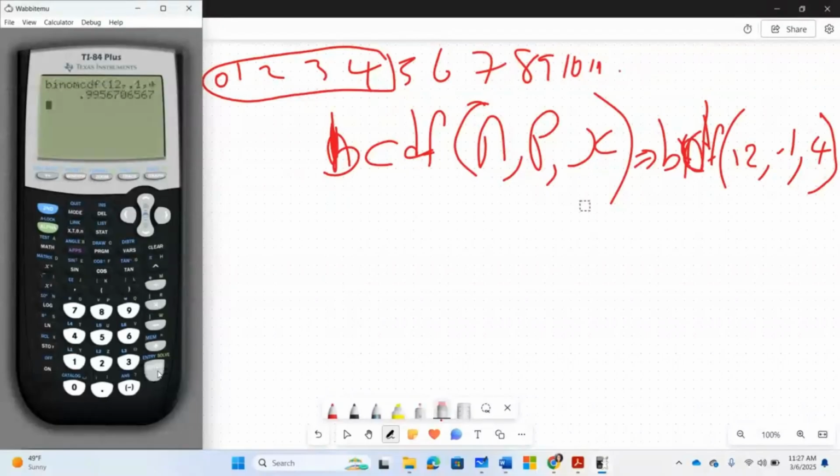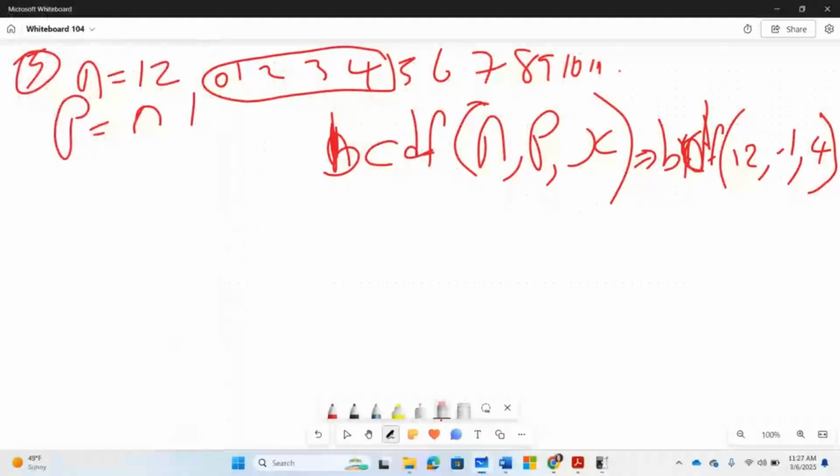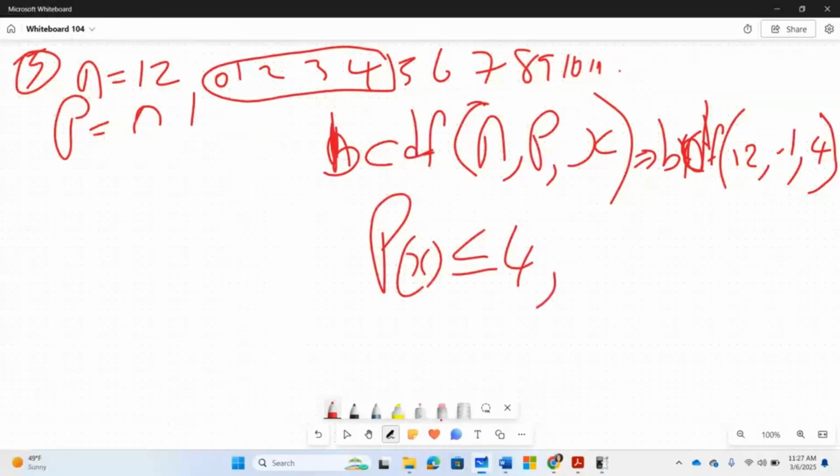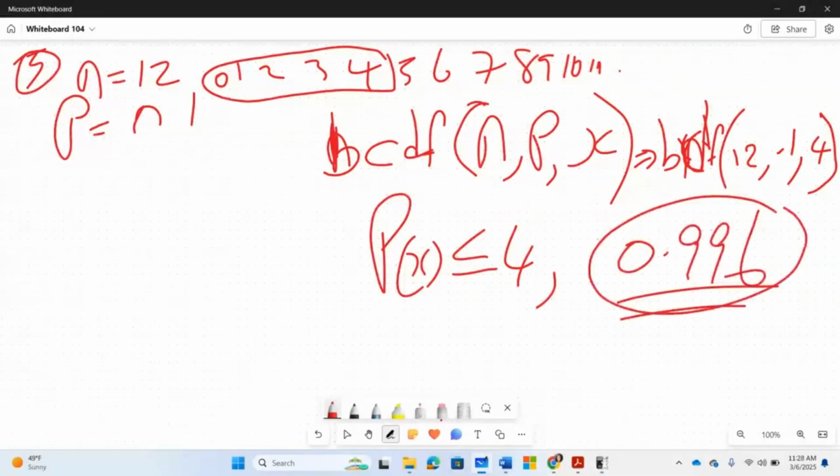So the probability to 3 decimal places, the probability of accumulating from 0 to 4, the probability of x such that x is less than or equal to 4, is 0.996 to 3 decimal places. If I'm told to write my answer in percent, it's 99.6%. Okay.